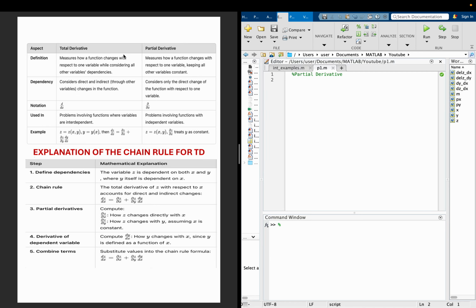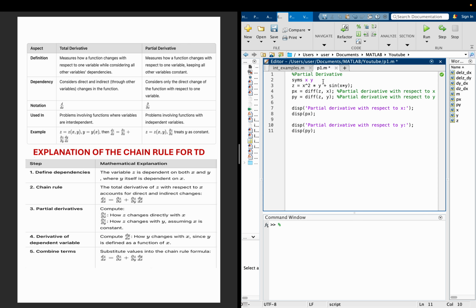So both total derivative and partial derivative of functions can be computed in MATLAB using the MATLAB Symbolic toolbox. So let us go to MATLAB and see an example, and we'll start with the simpler derivative, which is the partial derivative. So this is my first example, and I have a function z which is defined as x squared y plus sin xy. So px here is used for finding the partial derivative of z with respect to x, and we find both total derivative and partial derivatives with the aid of the diff function.